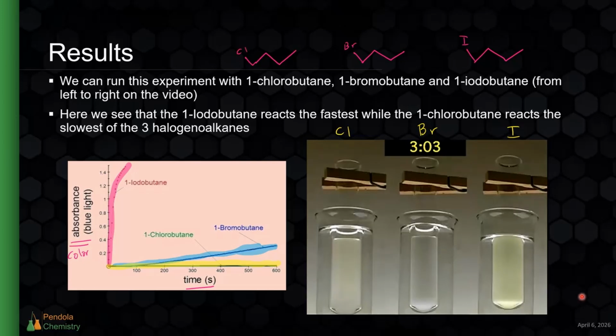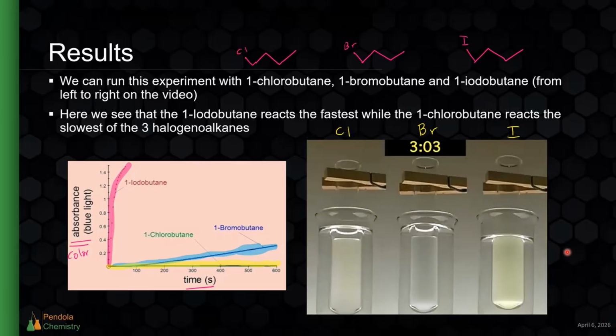So again, notice how when the water gets added, which we'll see in a second here, the 1-iodobutane reacts really quickly. You start seeing the yellow. Then the 1-bromobutane, then the 1-chlorobutane gets those precipitates. Because the 1-iodobutane undergoes hydrolysis much quicker.